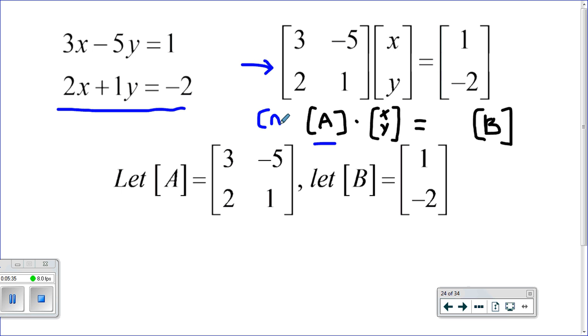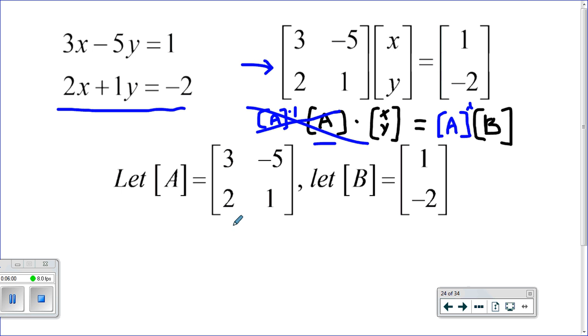Now be careful. The order is going to matter here, right? The order in which we multiply matrices does matter. It's not commutative unless we're multiplying a matrix by its inverse. Otherwise, it's not going to be commutative. So I am multiplying both sides by inverse matrix A in order to get x and y alone.